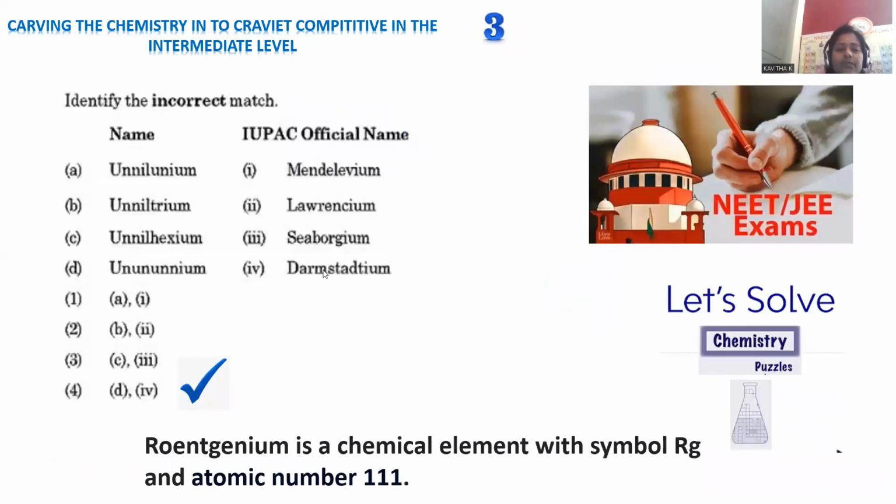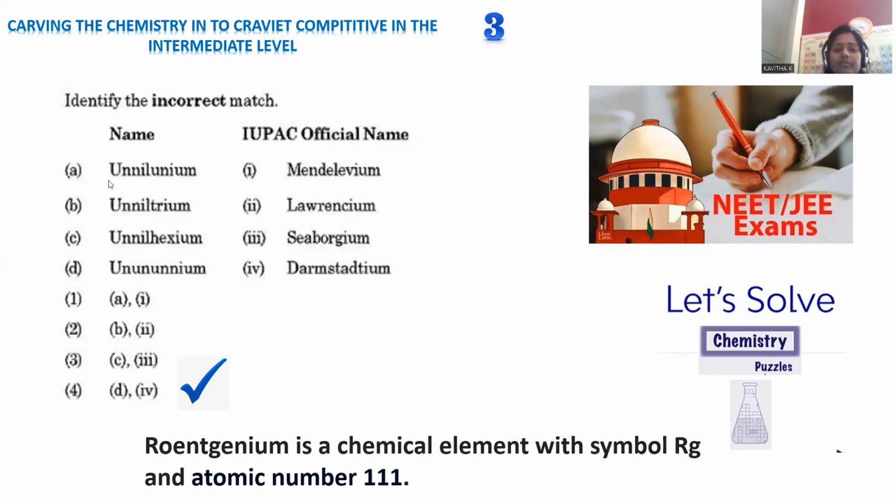It is the kind of system provided. This is a problem extracted from the NEET 2023 question paper, where again it is an IUPAC nomenclature based question, but it is not related to organic chemistry, rather it is based on the periodic table. The name of the compound is given, and IUPAC official names are also provided. Among all, one of the mappings will be incorrect. That incorrect series we have to identify.